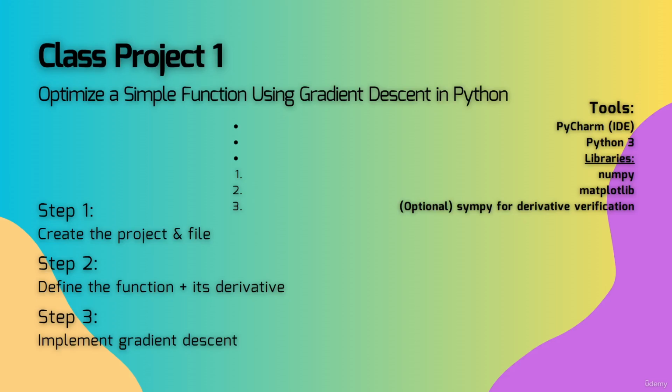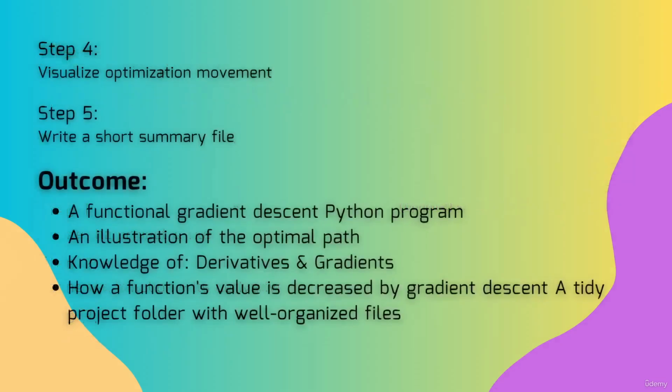So let's get into these steps. The first step that you need to do is create the project and the file. In step 2, you're going to define the function with the derivative. In step 3, you're going to implement the gradient descent. In step 4, you're going to visualize the optimization movement and save the file.